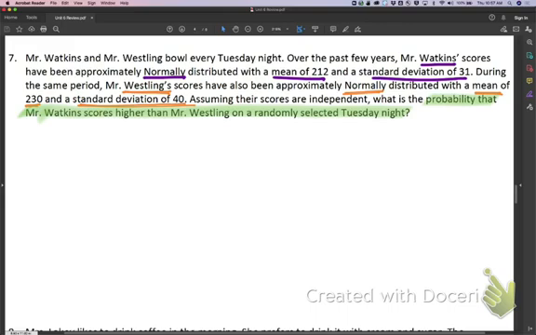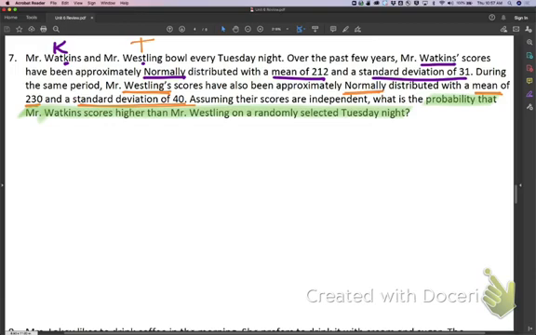All right, guys, so the first thing is I want to just write down what I've been told and then what the question is. So I've got Mr. Watkins and Mr. Wessling. I'm going to call Mr. Watkins a K because there's the K in his name, and I'm going to call Mr. Wessling a T. That's how I'm going to distinguish between their two distributions. Let me make that T orange.